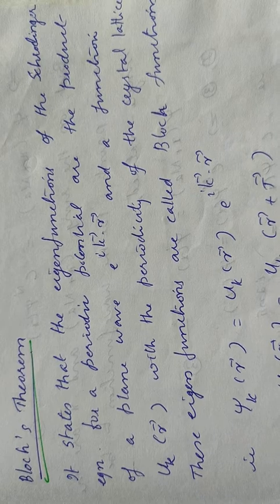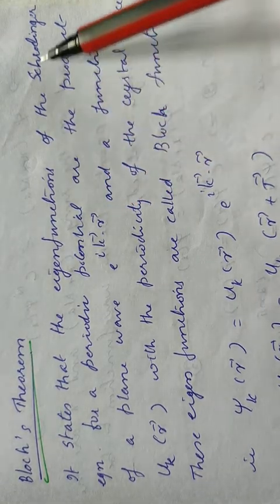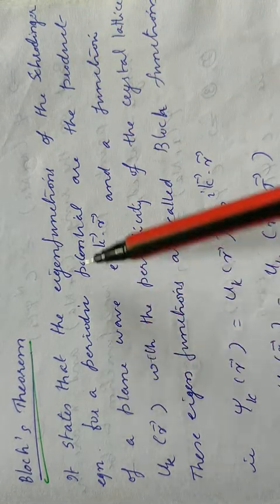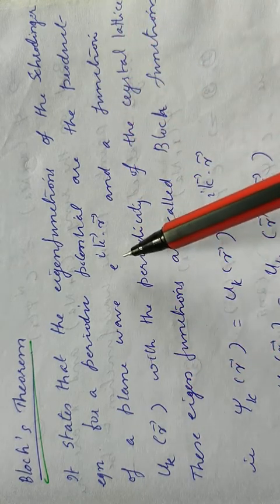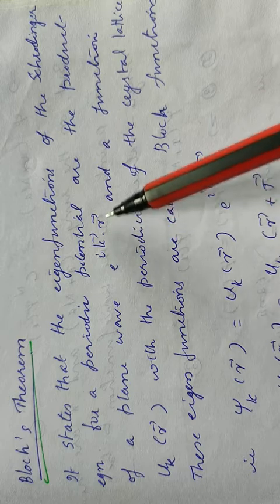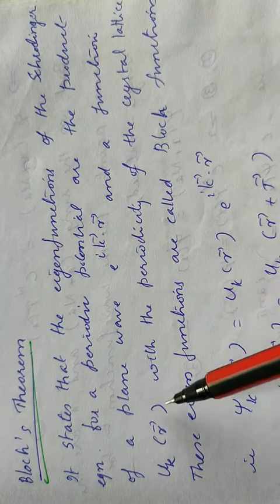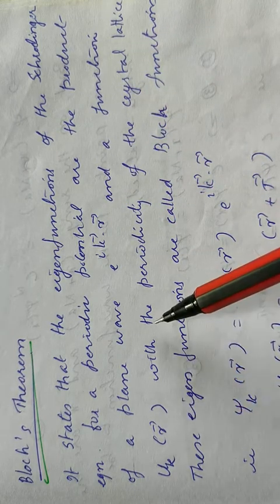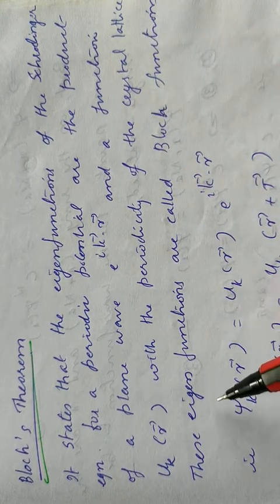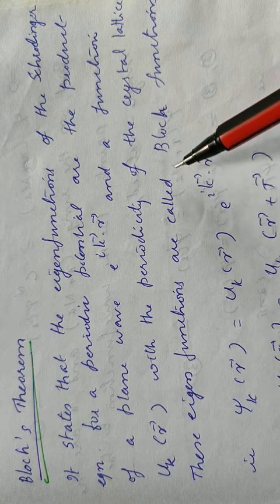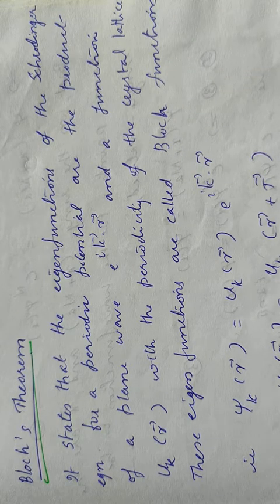Bloch's theorem states that the eigenfunctions of the Schrodinger equation for a periodic potential are the product of a plane wave e to the power i k dot r and a function u_k of r, which has the periodicity of the crystal lattice. These eigenfunctions are called Bloch functions.